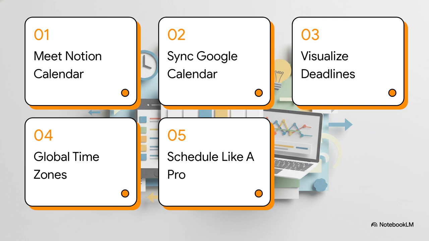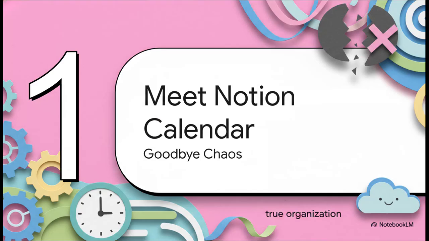1. Meet Notion Calendar. 2. Syncing Google Calendar. 3. Visualizing database deadlines. 4. Coordinating global time zones. And 5. Scheduling like a pro. By the time we wrap these 5 lessons, you'll be coordinating your boss's life and your own like a true global powerhouse.